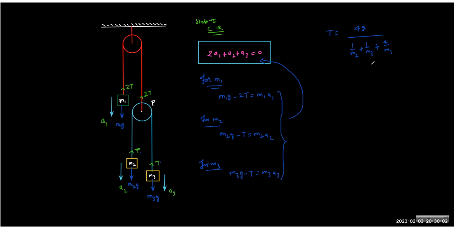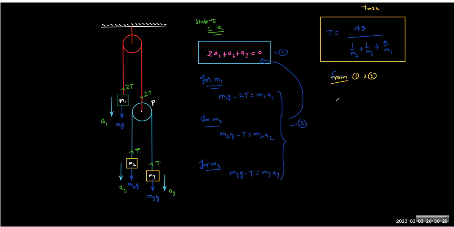Or you can get the same answer if you substitute this in the equation. And this I will call equation 2. So what I can say, from 1 and 2, this is the direct trick which you can use for the check. But when you start solving, don't use the formula and go ahead. From 1 and 2, look at 2. A1 is how much? G minus 2T by M1. Do you realize this?